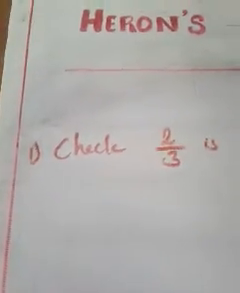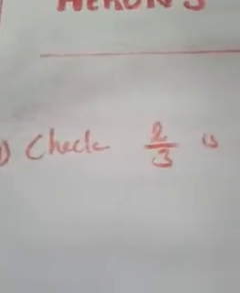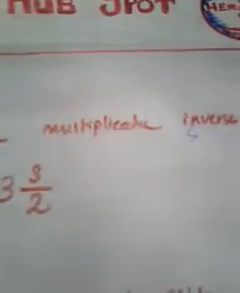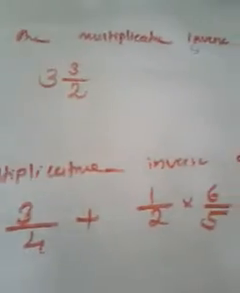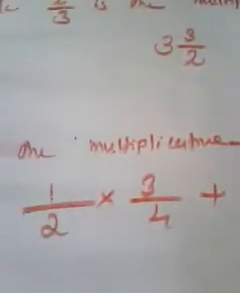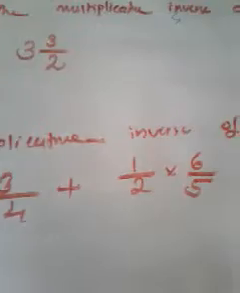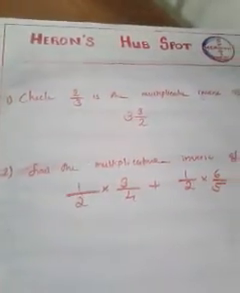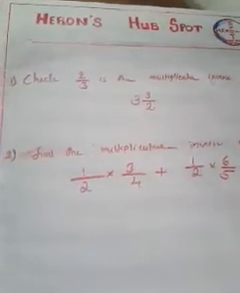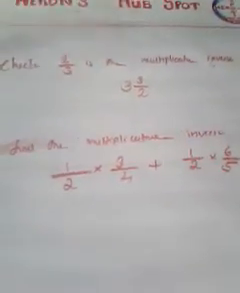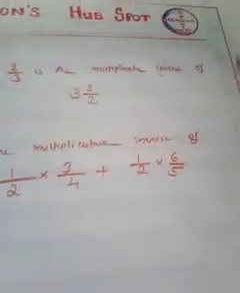And this is your activity. You have to do it as homework. Check whether 2 by 3 is the multiplicative inverse of 3 by 2, and find the multiplicative inverse of 1 by 2 into 3 by 4 plus 1 by 2 into 6 by 5. First question: check whether 2 by 3 is the multiplicative inverse of 3 by 2. Second: find the multiplicative inverse of 1 by 2 into 3 by 4 plus 1 by 2 into 6 by 5. This is your activity homework question.